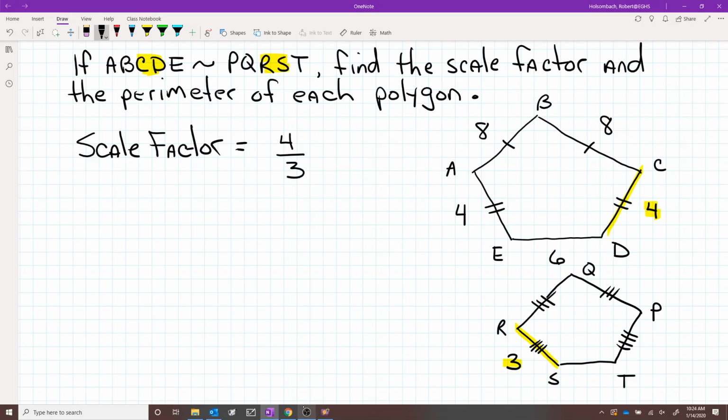Our perimeter of the first shape. You know all the side lengths in the first shape. So the perimeter of the first shape is equal to, we got an 8 and an 8, a 4 and a 4, and a 6. So 8 and 4 is 12, and then another 12 is 24, and 6 more, that's 30. So there's your perimeter of the first shape.